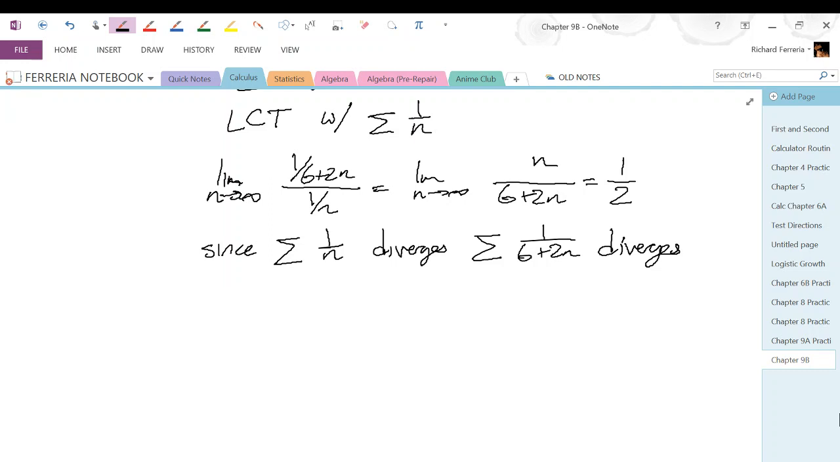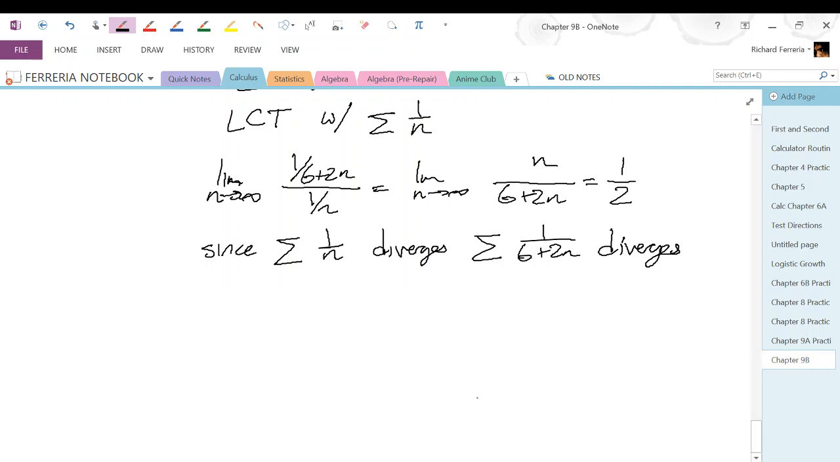Why don't we do 6 plus 2n squared? And the closest p series is 1 over n squared. Oh, it still becomes n. It's still divided. It's still going to be 1/2, since this series converges. This one also converges. How can you see it?